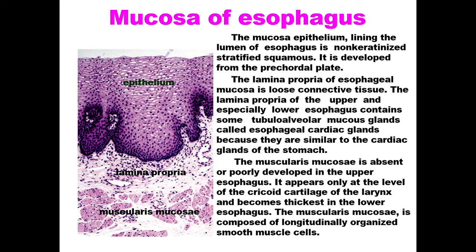The muscularis mucosae is absent or poorly developed in the upper esophagus. It appears only at the level of the cricoid cartilage of the larynx and becomes thickest in the lower esophagus. The muscularis mucosae is composed of longitudinally organized smooth muscle cells.